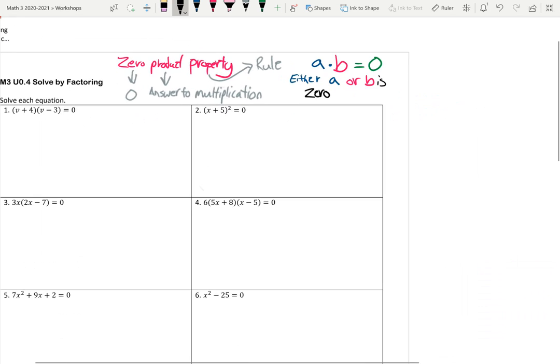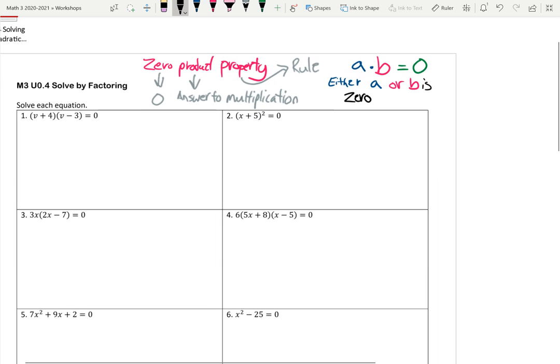So something I just want to introduce is something you've probably dealt with for years. It's called the zero product property. And basically zero, the number zero, product, the answer to multiplication, and property is the rule. So this is the zero answer to multiplication rule. When you are multiplying two numbers, A or B, one of them is zero. Either A is zero or B is zero.